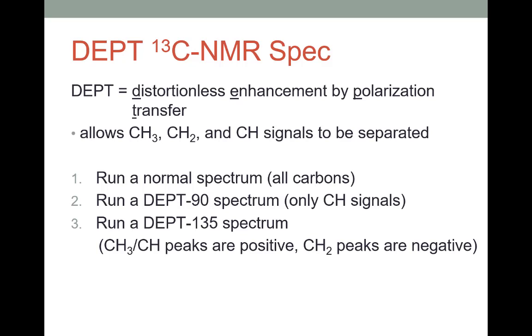Likewise, we can run a 135 spectrum, and that will show us CH3 and CH peaks as positive, upward-facing peaks, and CH2 peaks as negative or downward-facing peaks. It does not show us here quaternary carbons. So if we had a carbon that was bonded to 4 other carbons, or rather a carbon with no hydrogens, I should say, we wouldn't see that at all.